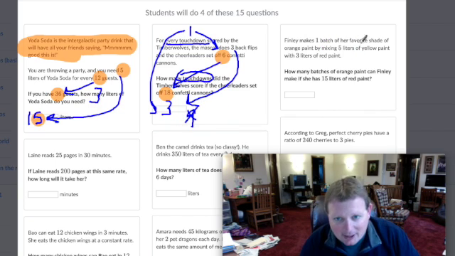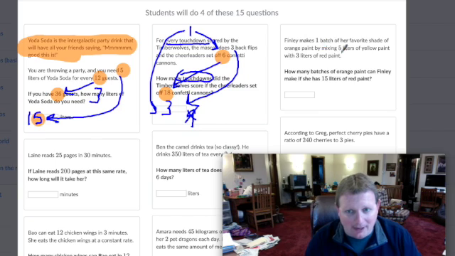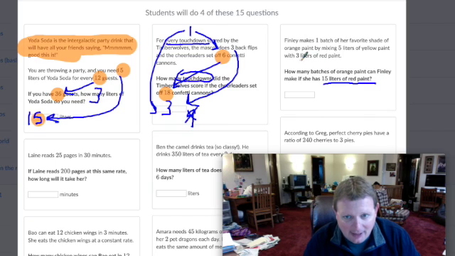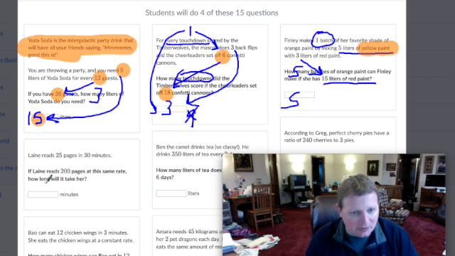Finley makes 1 batch of favorite shade of orange paint by 5 liters of yellow, 3 liters of red. If there's 15 liters of red, that's 5 times as much. Now you could take 5 times 5, but that would tell you how much yellow you have. So that's why you might miss it. But if you can do 5 times as much, that just means you did 5 batches. Just put a 5. Okay?